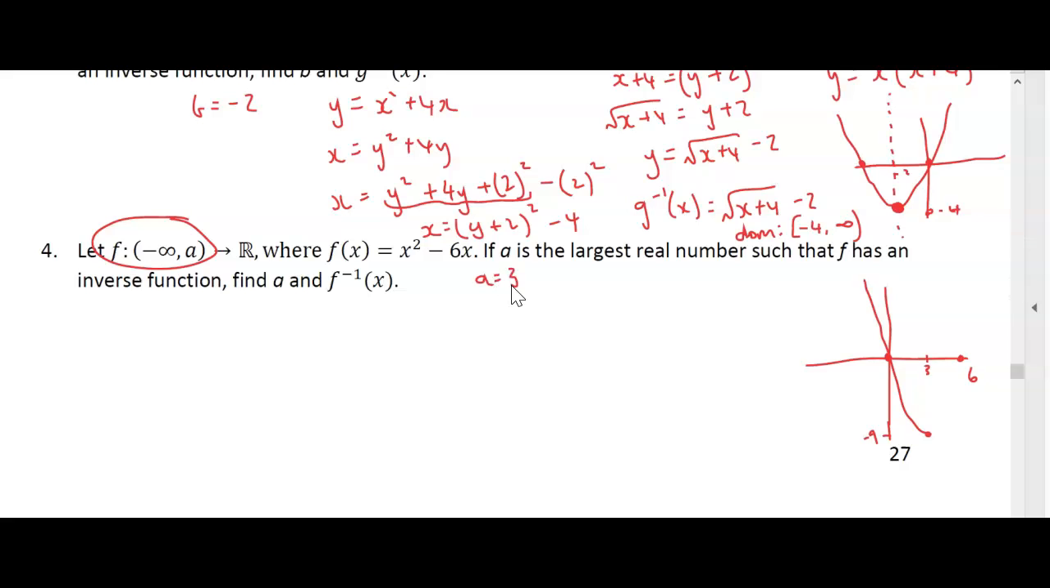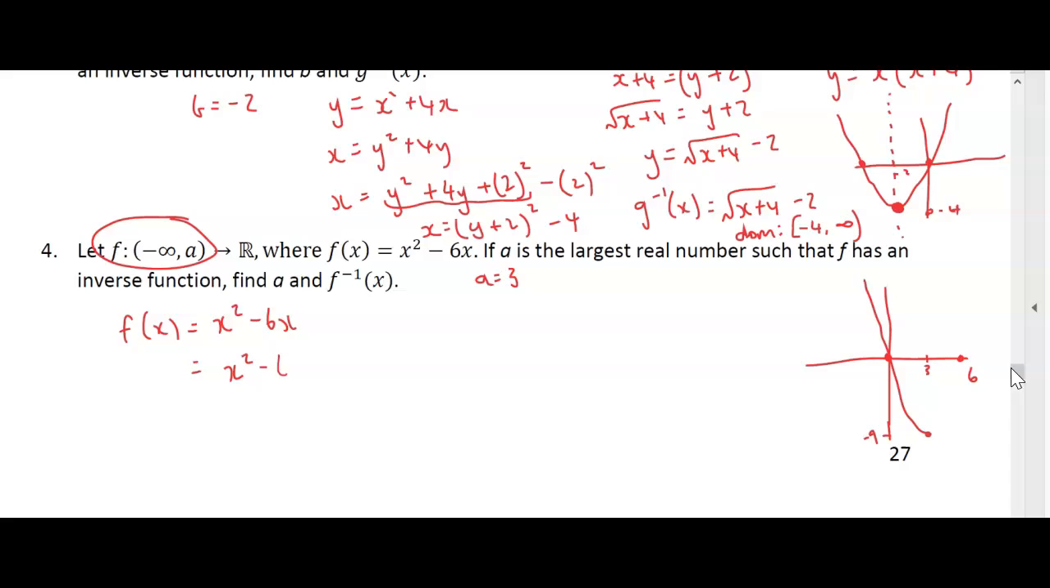All right, so let's go ahead and find the inverse. So f of x is equal to x squared minus 6x. Now you can complete the square now, or you can switch x and y and then complete the square like we did in the previous one. But I'll do it here so you can see both ways.